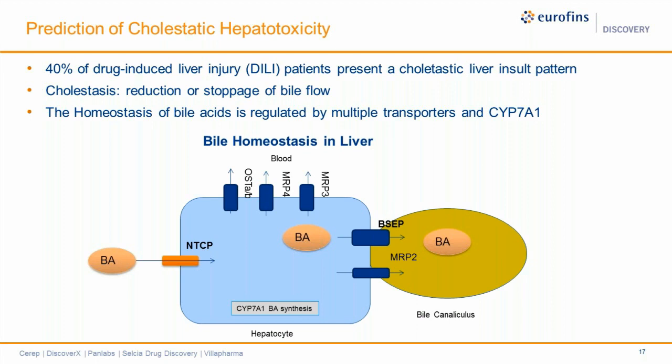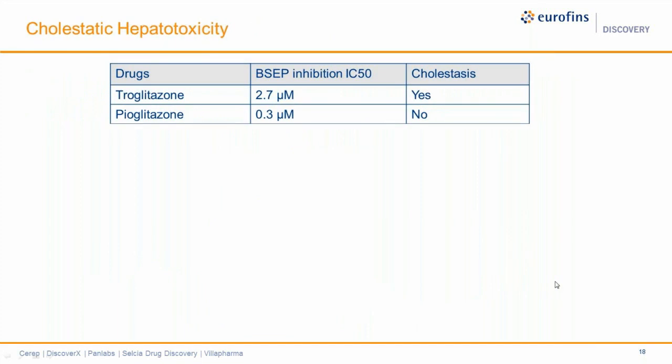If a drug blocks one of the bile acid efflux transporters, such as the BSEP, it may result in the accumulation of the bile acids in hepatocytes and lead to cholestasis. Therefore, screening for BSEP inhibition has been proposed and used as one of the in vitro assays for DILI assessment. It turns out that it is not that simple.